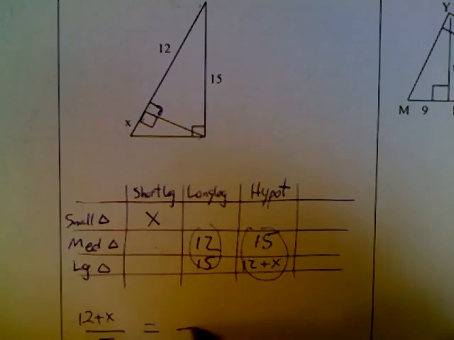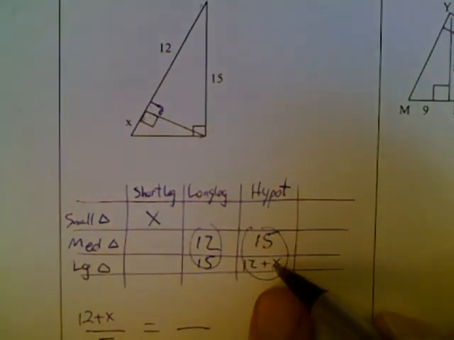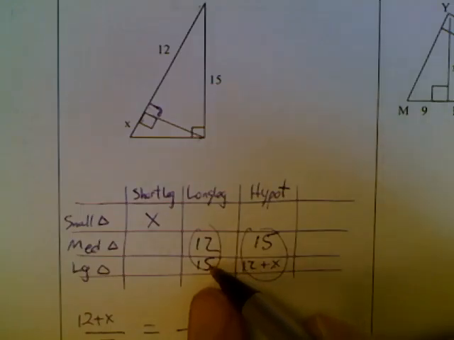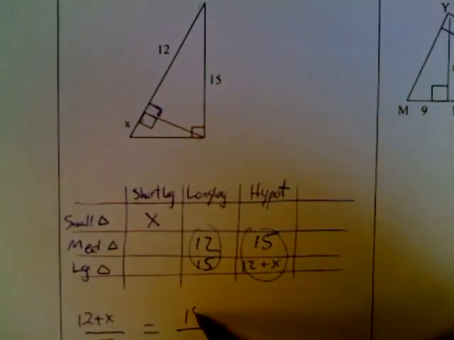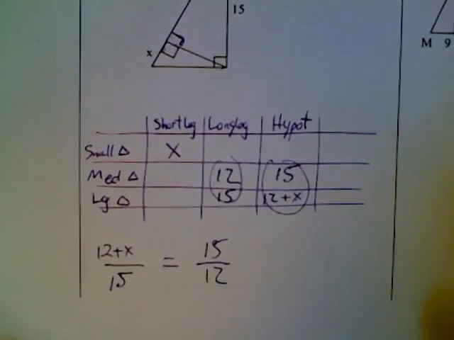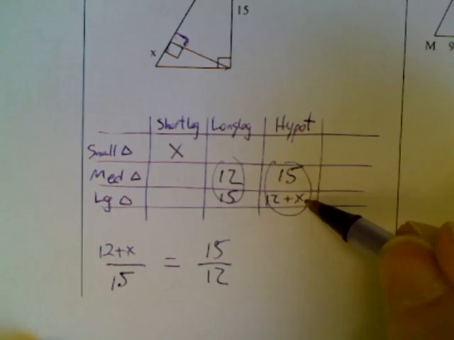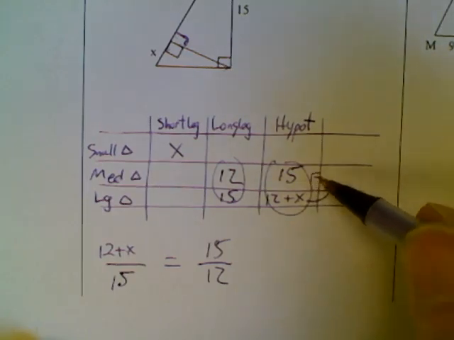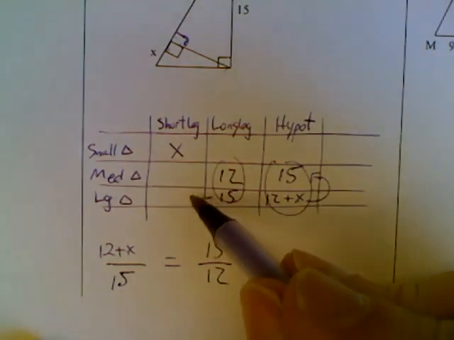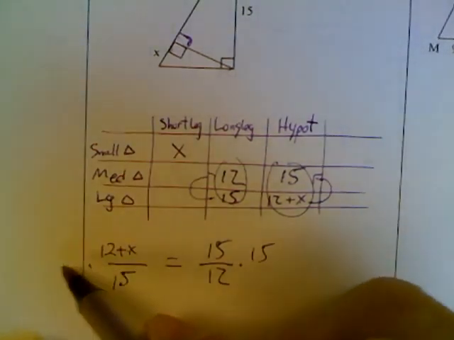Then the other ratio, since I started the first ratio with the bottom value, I'm going to start the second ratio with the bottom value, 15 over 12. Okay? So once again, 12 plus x over 15, that came from this over that, and then this over that, 15 over 12.